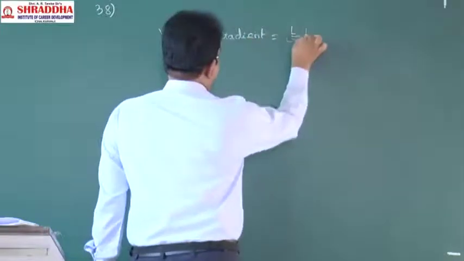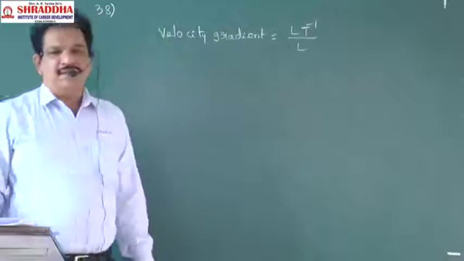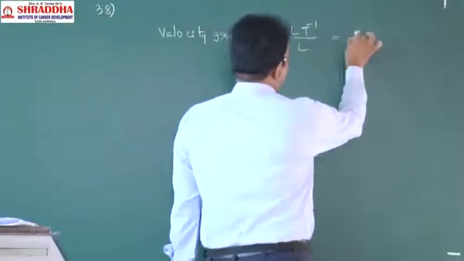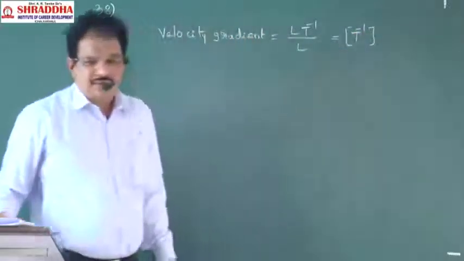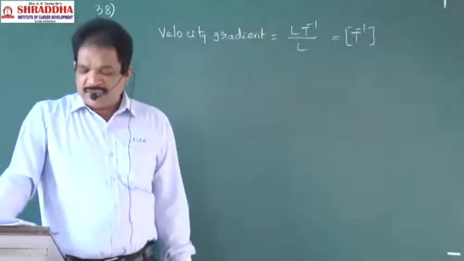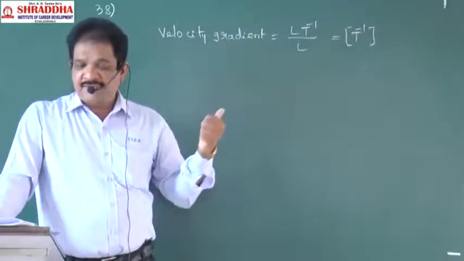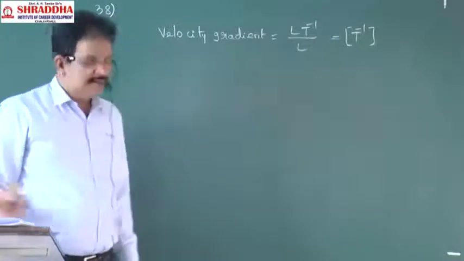Velocity gradient means change in the velocity per unit length. It will have the same T power minus 1. This is the dimensional formula of velocity gradient. Which one will have the dimensional formula of velocity gradient?